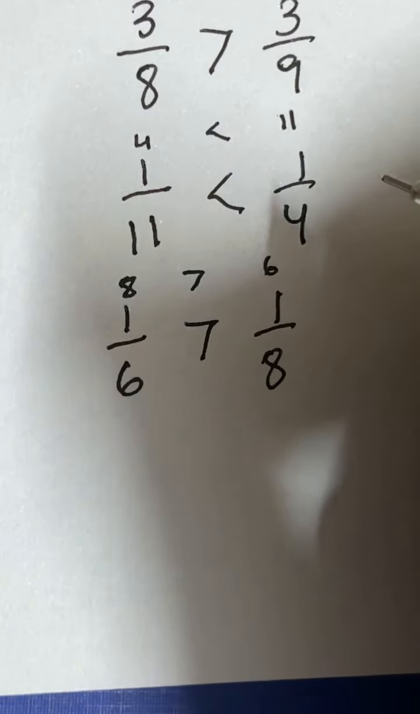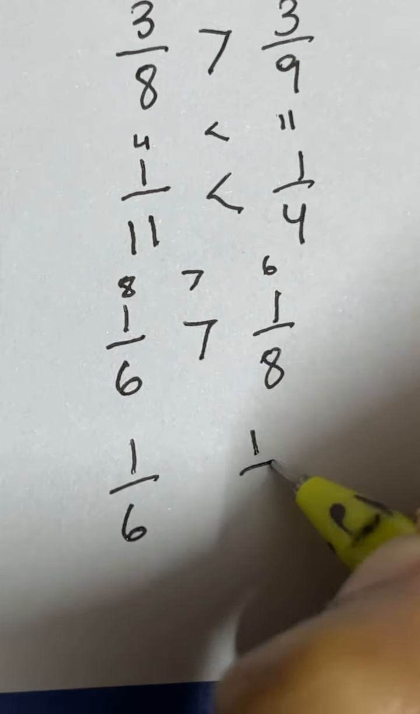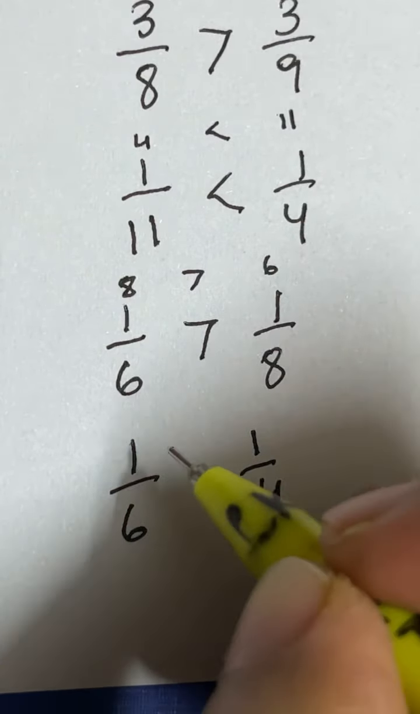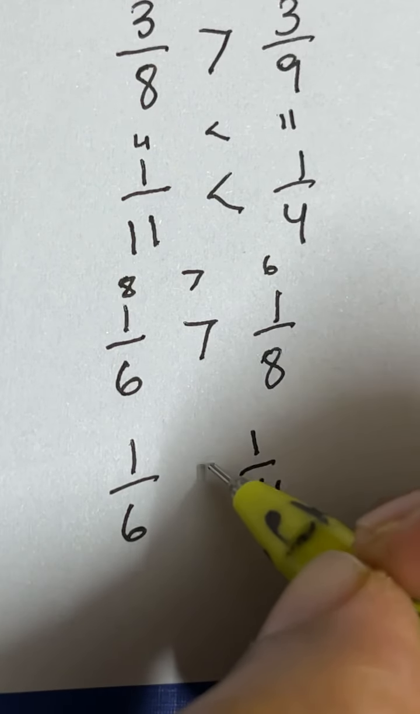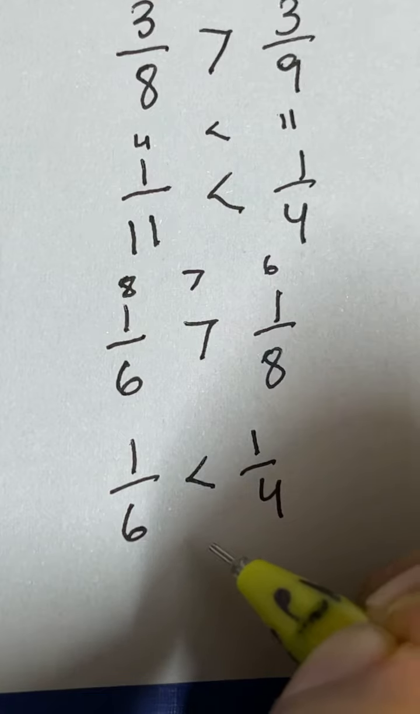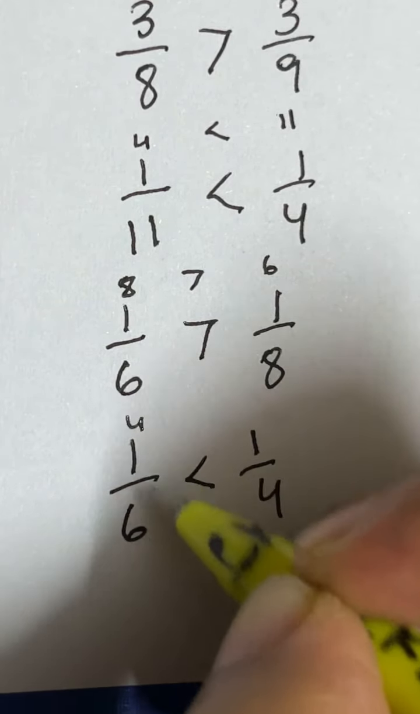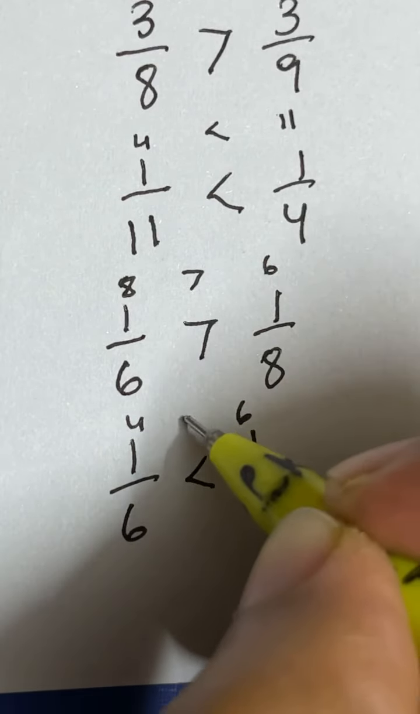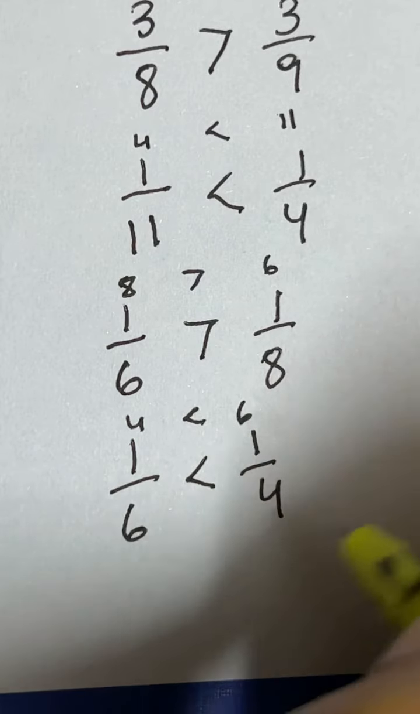Same way. Okay, if you have 1/6 and 1/4. So same way, same numerators, the lesser the denominator, the greater the fraction. So 1/4 is greater than 1/6. By the butterfly method, 1 times 4 is 4. 6 times 1 is 6. 4 is lesser than 6. That means 1/6 is lesser than 1/4.